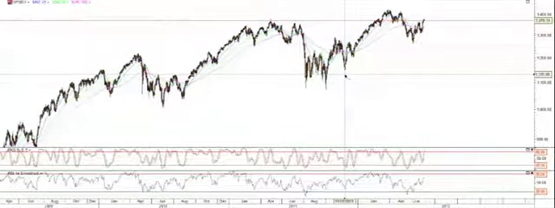If that's not your style, if you're more of a day trader, you're going to have to look for these setups on hourly charts, maybe even 15-minute charts or 4-hour charts. Depending on your style, you're going to have to adjust it accordingly.